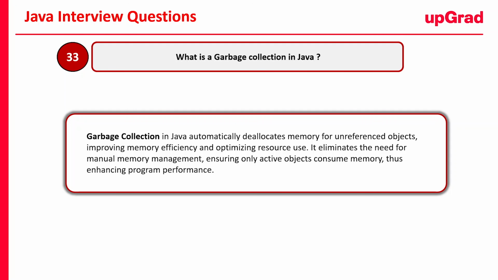So garbage collection in Java simplifies memory management by keeping the system free from unnecessary objects, ensuring that only active objects consume the memory. So this is a very simple way of explaining garbage collection in Java. So this was about garbage collection.